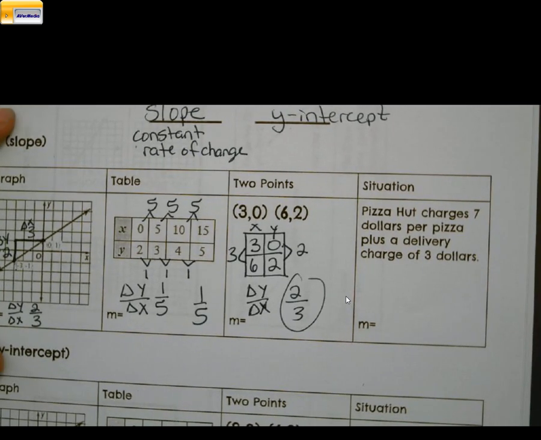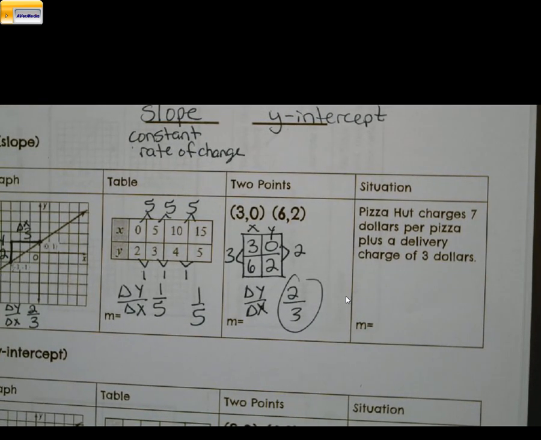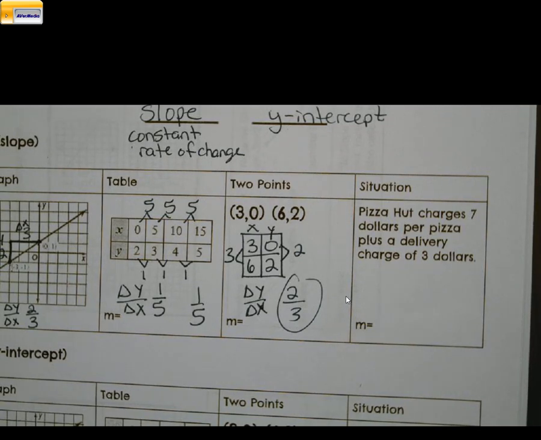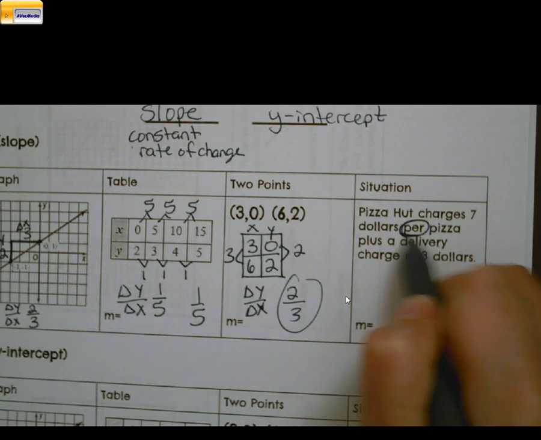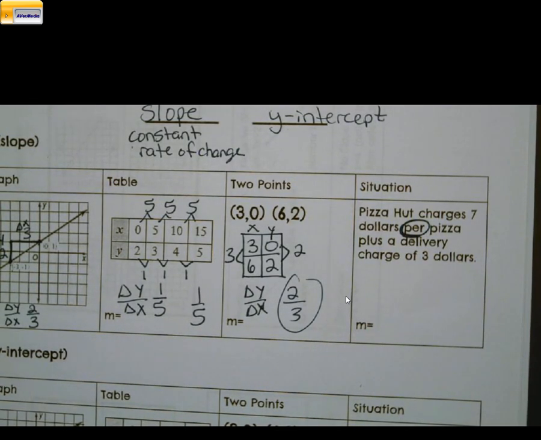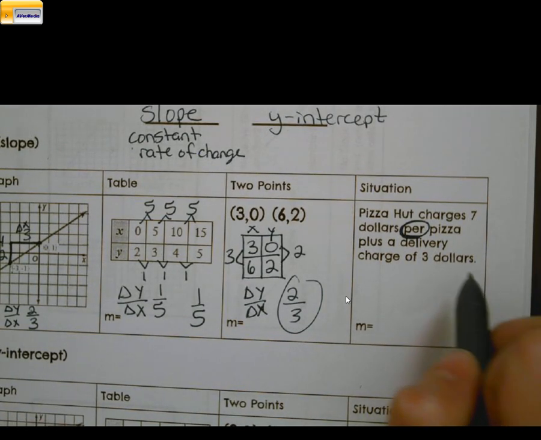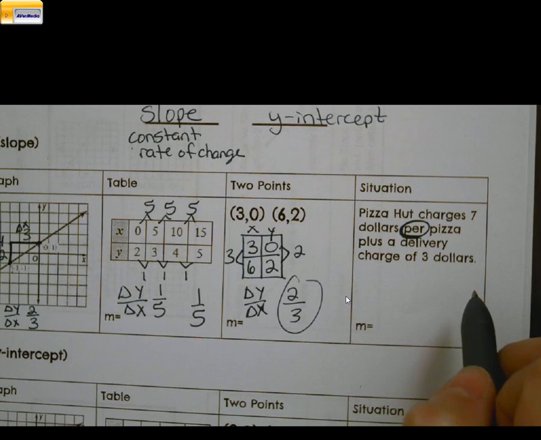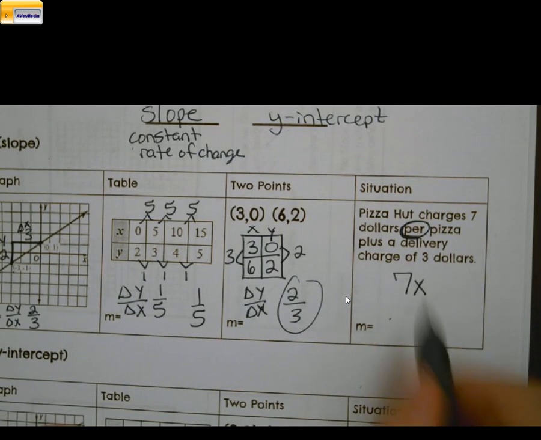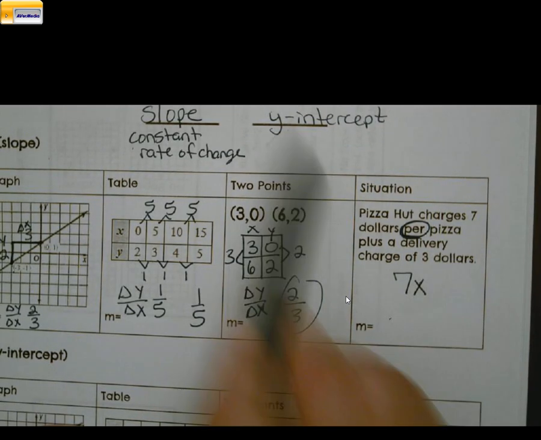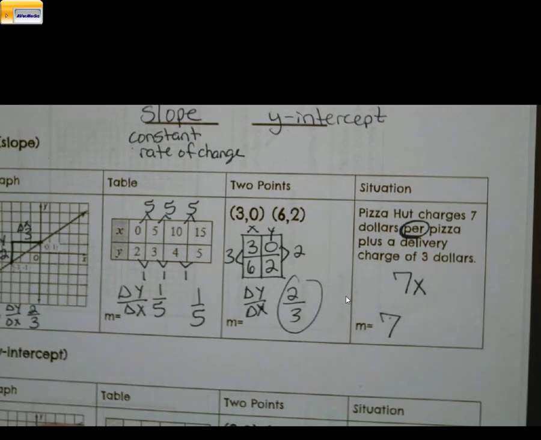When I have a situation, I'm going to be looking for that per something, each one, the rate that it's going to be changing at depending upon what's going on. So on this one, Pizza Hut charges $7 per pizza. There's my variable because I don't know how many pizzas they got, plus a delivery charge of $3. So right now, all I'm looking for is the constant rate of change. How much is it changing each time? Well, it's changing by the amount of pizzas that they buy. So my rate of change is 7. A lot of times you'll see it when we start writing the equation, we put it next to the x. But in this case, my constant rate of change is 7.